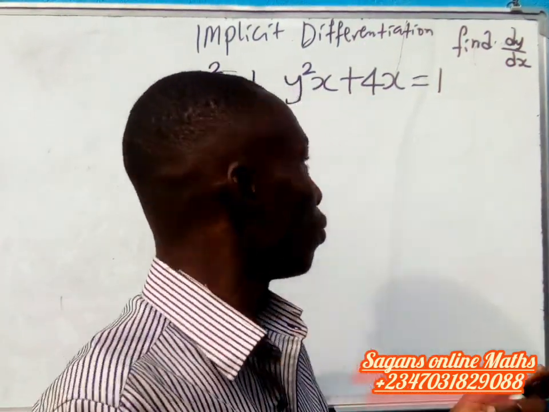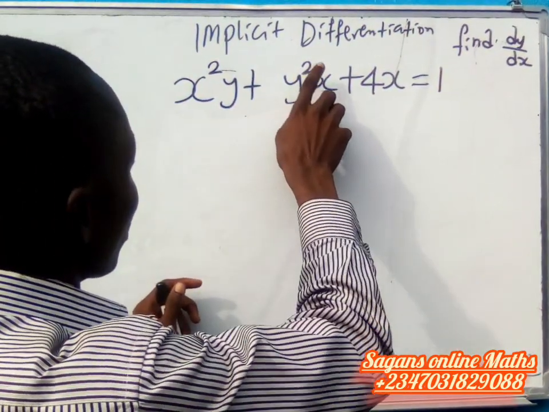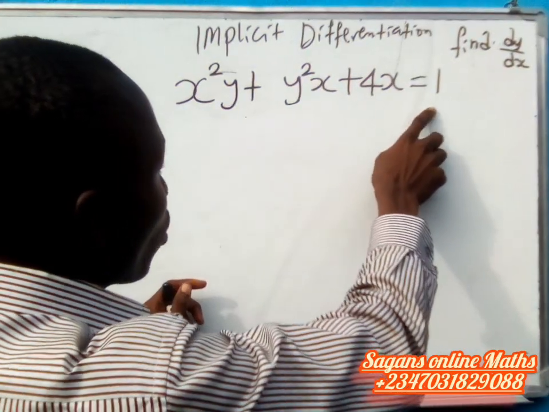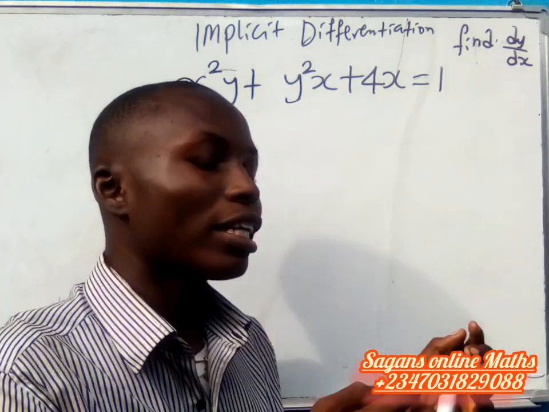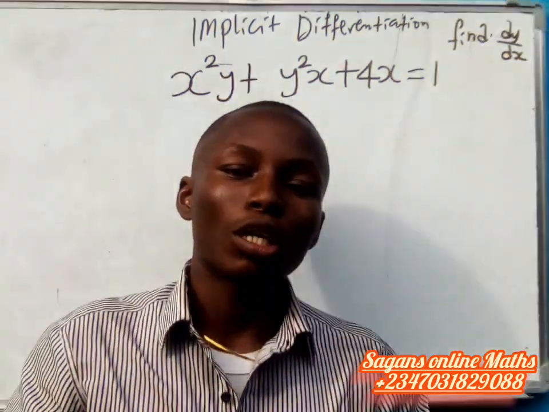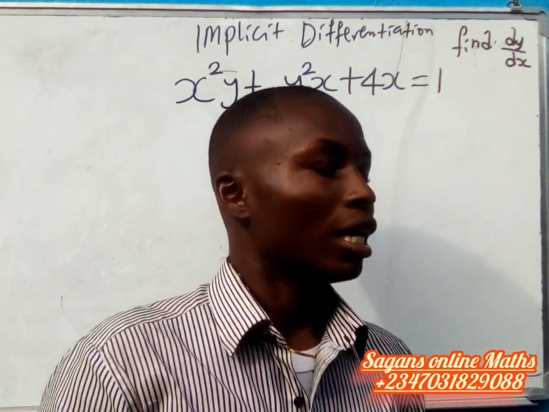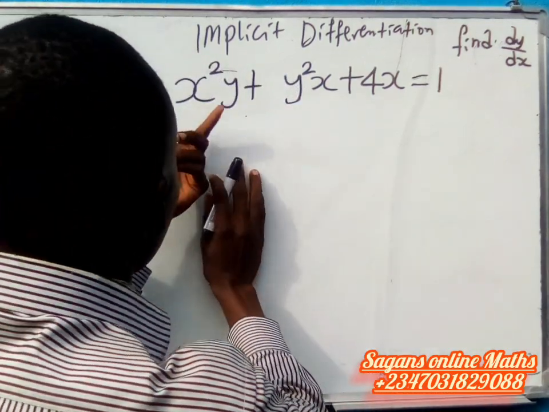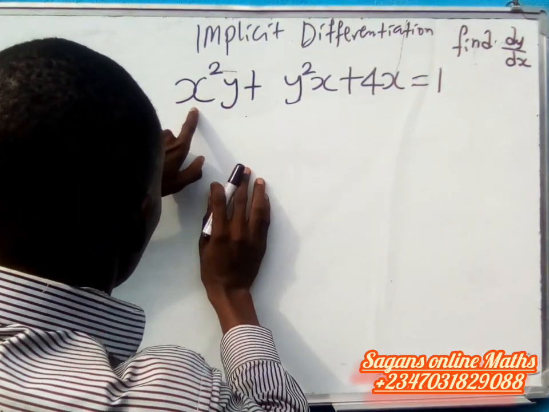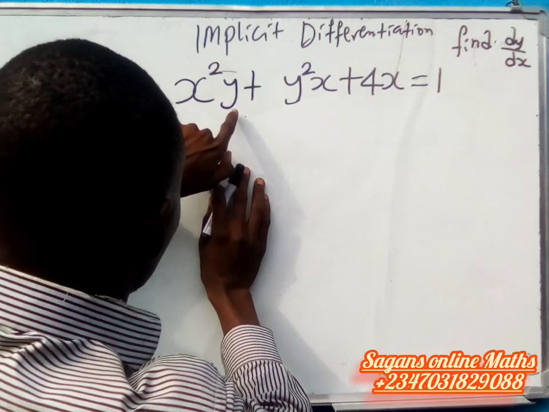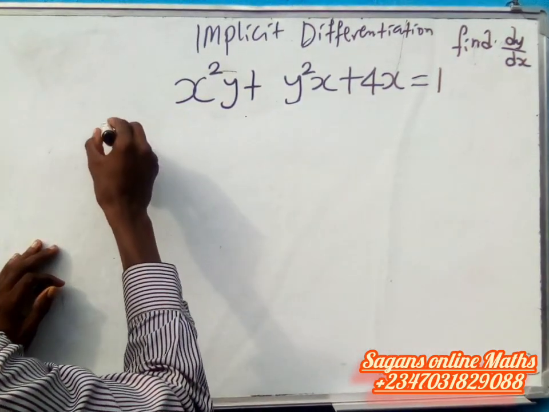Now let's look at this. We are given that x squared times y plus y squared times x plus 4x equals 1. We have to differentiate and find the derivative of y with respect to x, meaning the change that will occur in y with respect to x. That's dy over dx. When we differentiate this, we will apply our product rule. When we differentiate x, we keep y constant. When we differentiate y, we keep x constant.